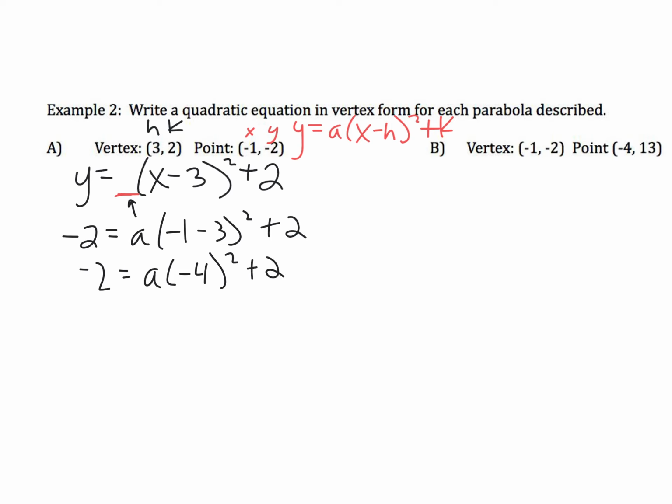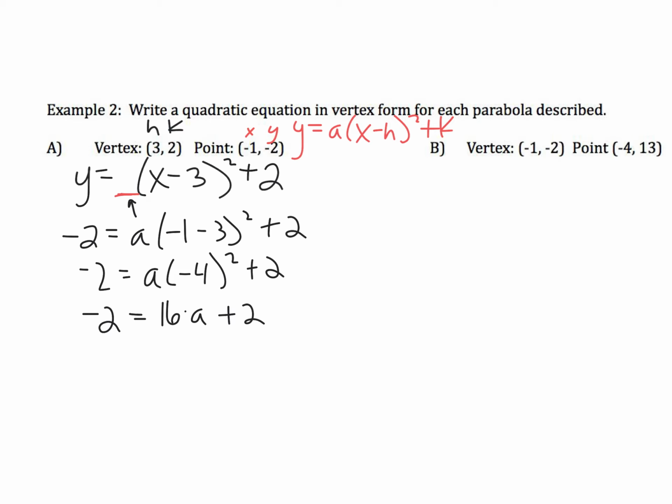Then PEMDAS, I need to do the exponent. So I need to take -4 squared. That will give me a 16. And then we can go ahead and write that 16 in front of a. It means the same thing. A times 16, 16 times a, same thing. Plus 2. Now my goal is to find this a value, so now I'm solving this equation.